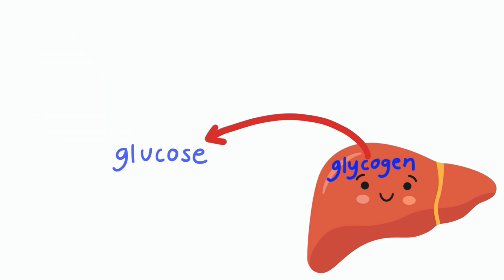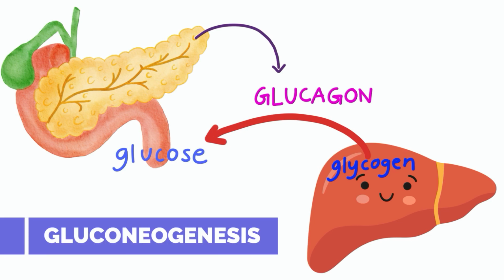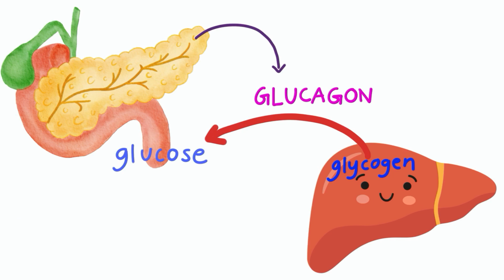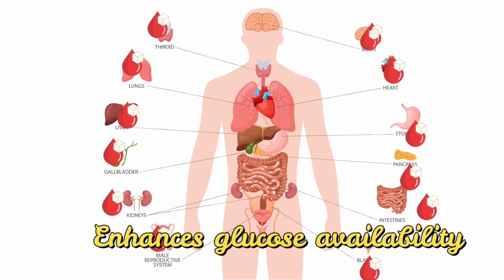To convert glycogen back into glucose, we need the other hormone called glucagon. Glucagon is secreted by alpha cells in response to reduced blood glucose levels, and it will break down the liver glycogen in a process called glycogenolysis. It will also increase gluconeogenesis in the liver. Both of these effects greatly enhance the availability of glucose to the other organs of the body.